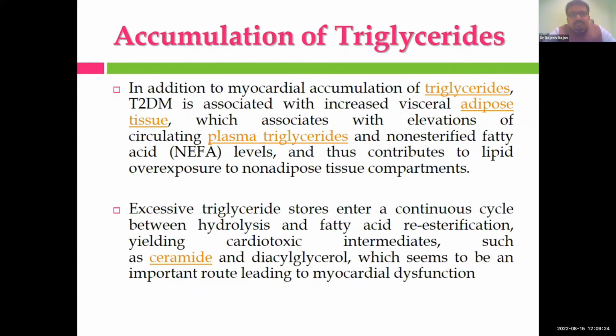So in addition to this myocardial accumulation of triglycerides in type 2 diabetes, there will be increased visceral adipose tissue, which is associated with elevation of circulating plasma triglycerides and non-esterified fatty acids, and contributes to lipid overexposure of non-adipose tissue compartments. So the excessive triglyceride storage enters into a continuous cycle between hydrolysis and fatty acid re-esterification, yielding cardiotoxic intermediates such as ceramide and diacylglycerol, which seem to be an important route leading to myocardial dysfunction.